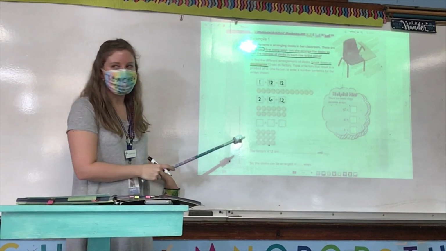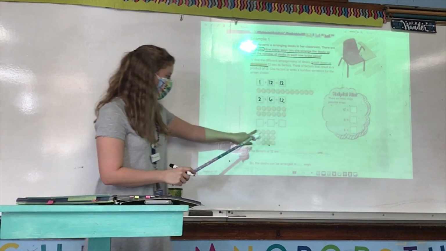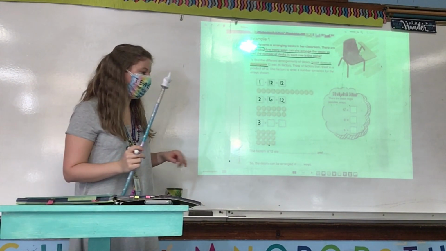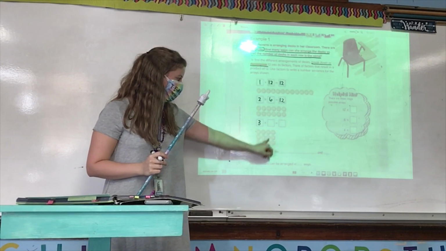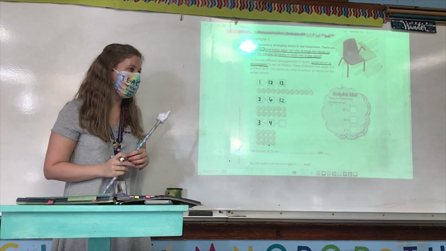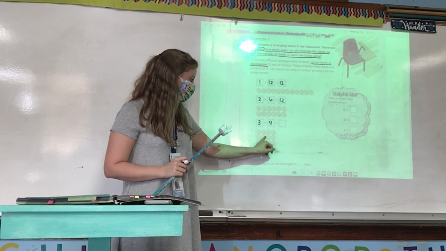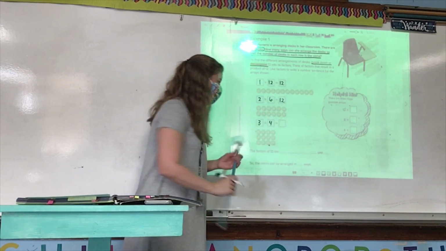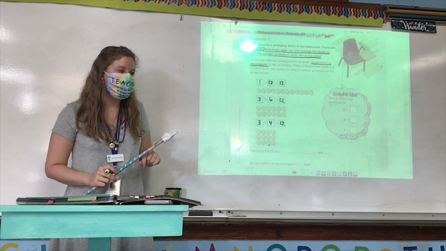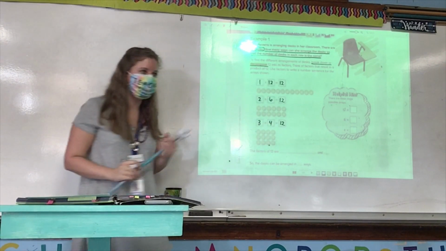Now this third array. Zadie, how many rows do we have? 3. 1, 2, 3. And how many columns do we have, Zadie? 4. 1, 2, 3, 4. Does that change the number of desks we have? No, because we still have how many? 12. Now, are there any other ways we can arrange these desks other than doing columns or rows of 1, 2, 3, 4, 6, or 12?